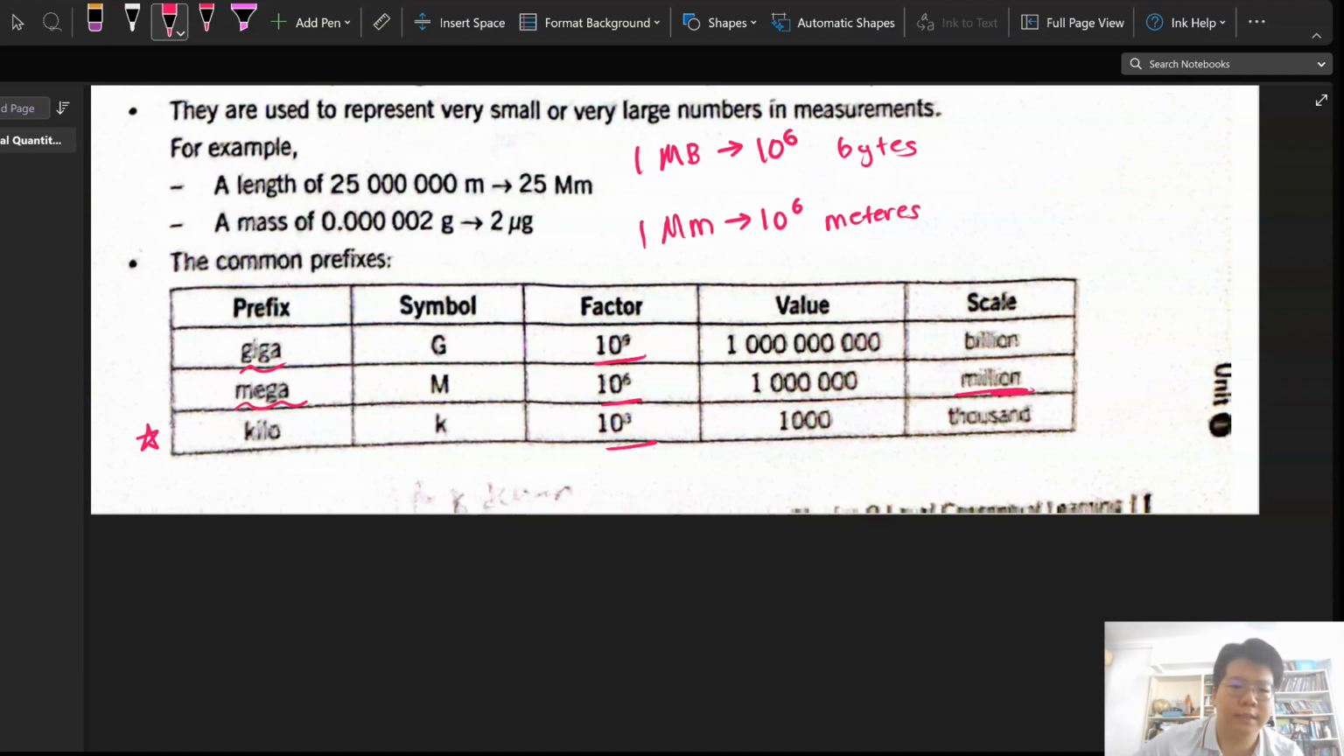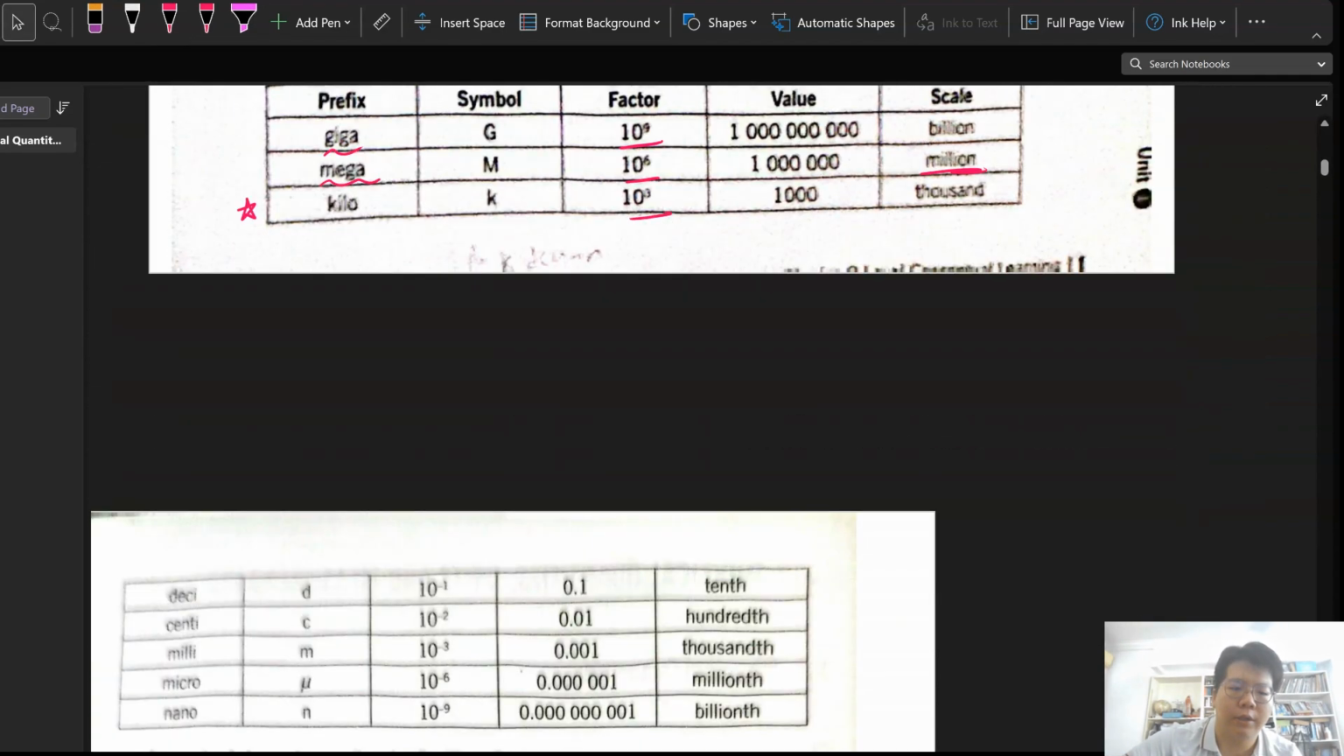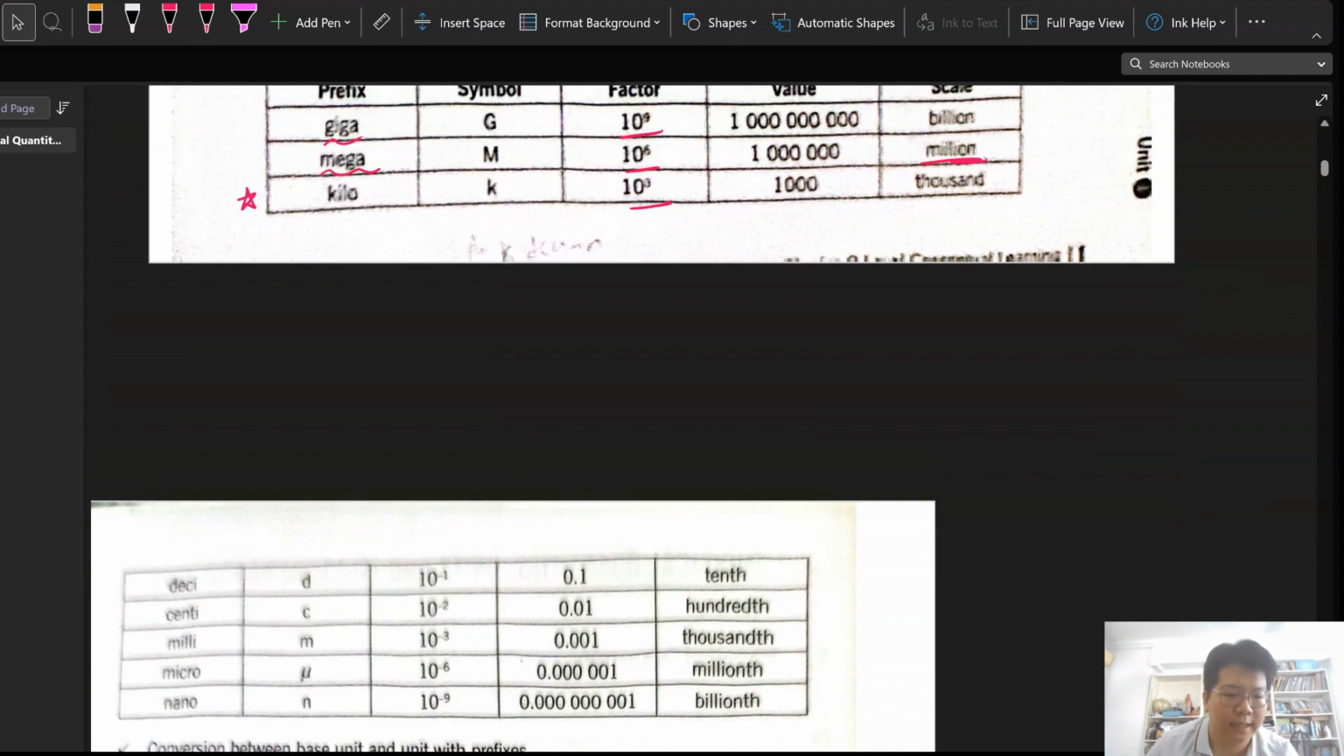Prefixes are extremely useful because instead of writing out so many zeros, what we can do is just substitute it with mega over here. Okay, so now let's go to the slightly confusing part. The slightly confusing part is over here: your deci, your centi, your milli, micro, and nano.